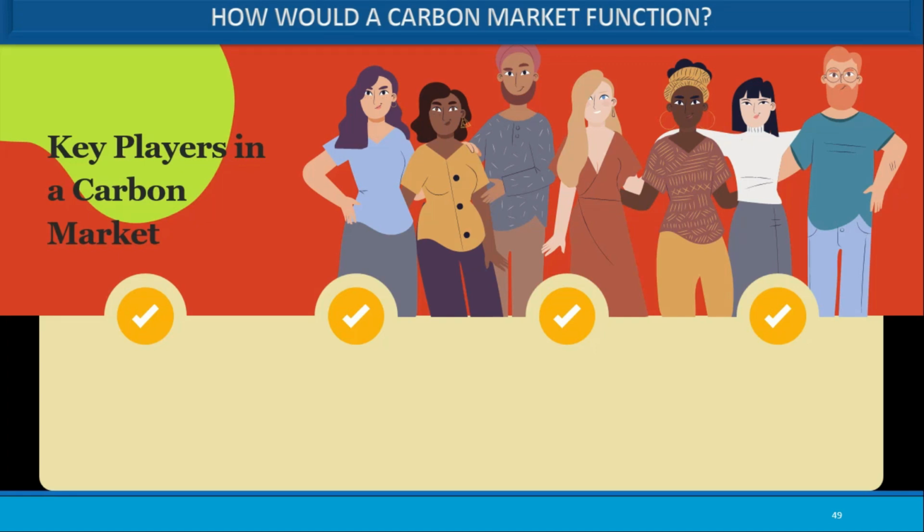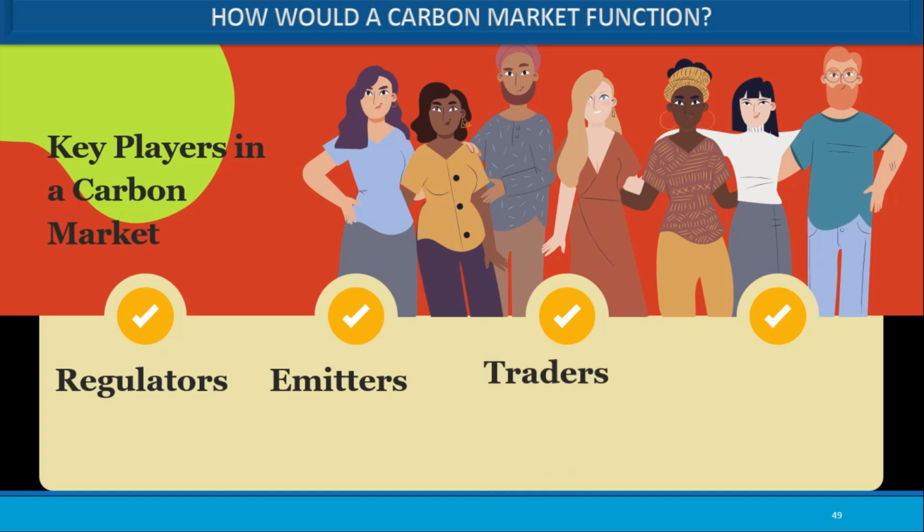And who are the key players in this carbon market? First, the regulator: the government or international bodies set the rules and oversee the market. Second are the emitters: industries like power generation, manufacturing and transport must comply with the emission limit. The third is the traders: brokers and financial institutions facilitate buying and selling of credits and allowances. And the offset project developers are the entities creating emission reduction projects that generate carbon credits.